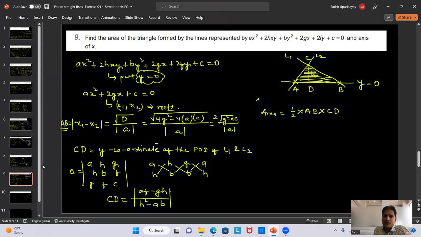So if you see, the area of the triangle will be half into AB. AB we can write from here: 2 times under root of g square minus ac upon mod of a.